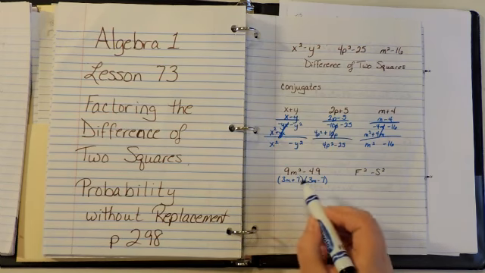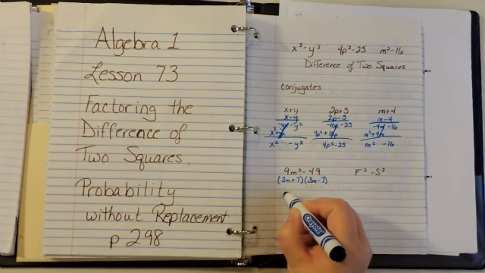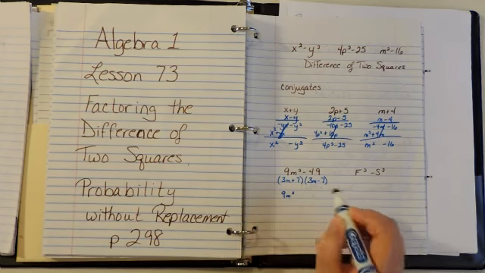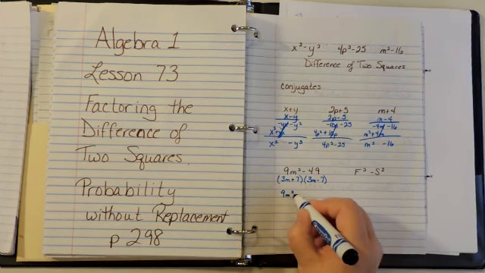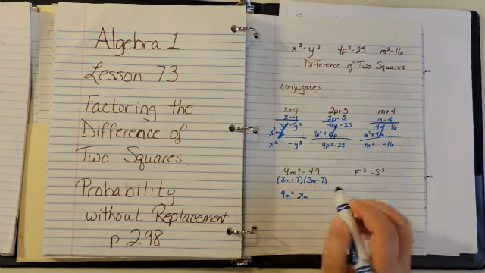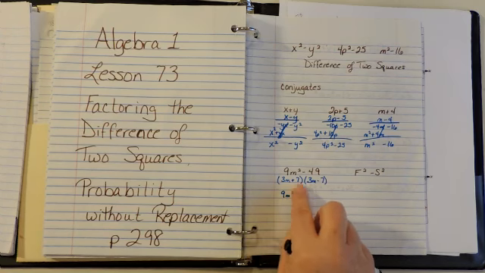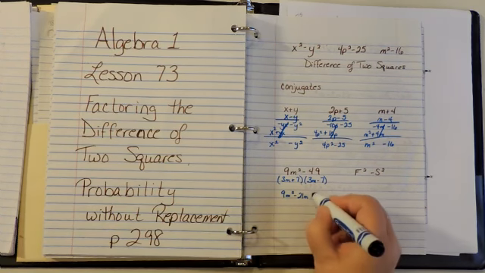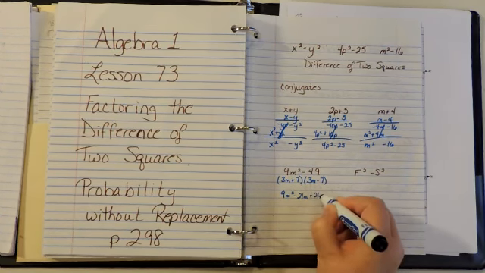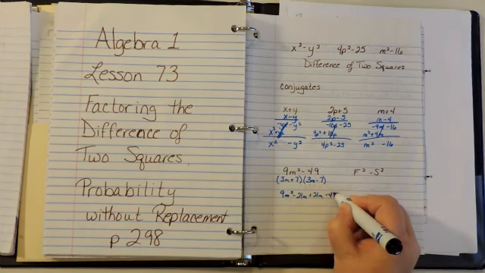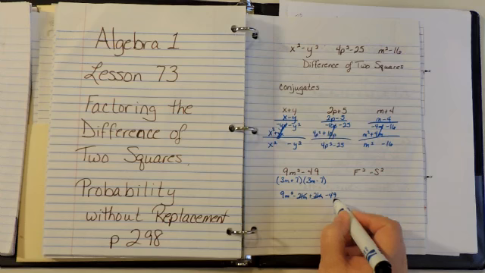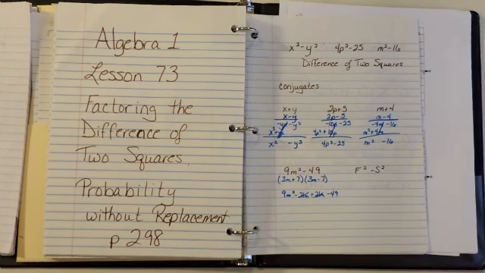We can check this. 3m times 3m is 9m squared. 3m times negative 7 is minus 21m. 7 times 3m is positive 21m. And 7 times negative 7 is minus 49. These two cancel, and we're left with this.